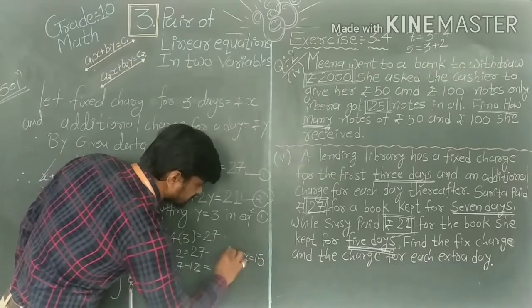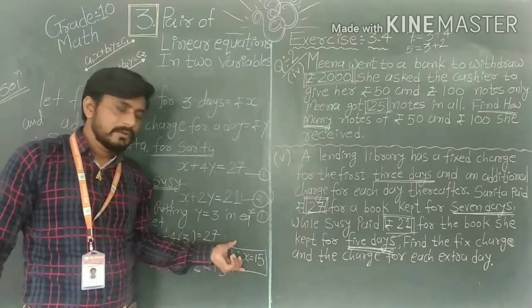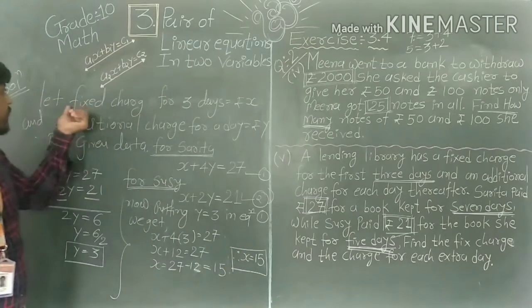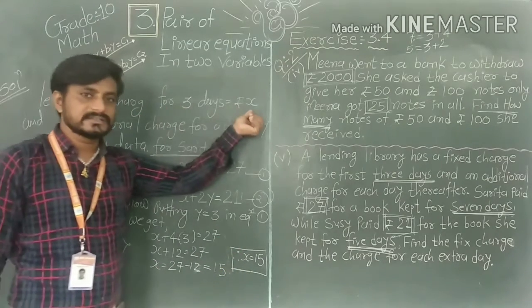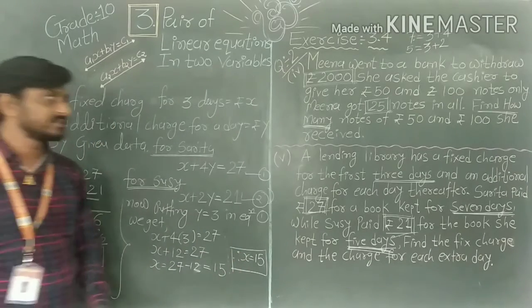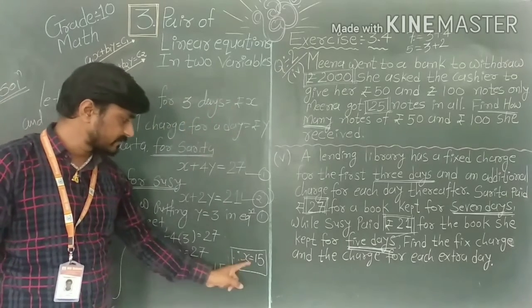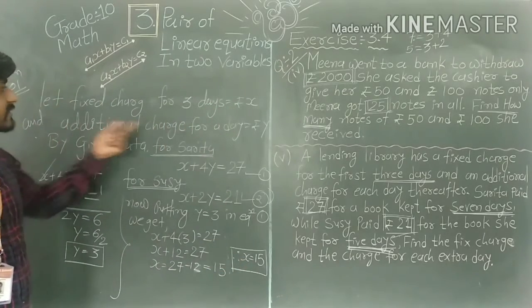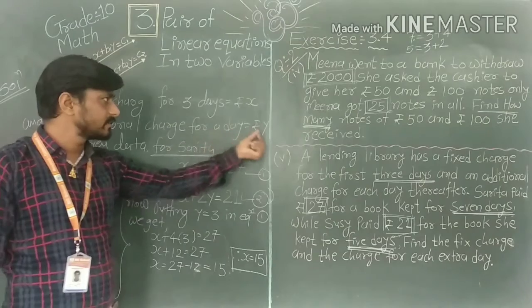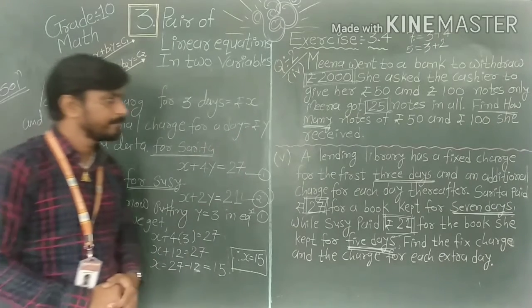And what is X? We considered X as the charge for 3 days. This is our final answer. At last we have to write it compulsorily. Therefore, the fixed charge for 3 days is equal to rupees 15, and the additional charge for a single day is equal to rupees 3.